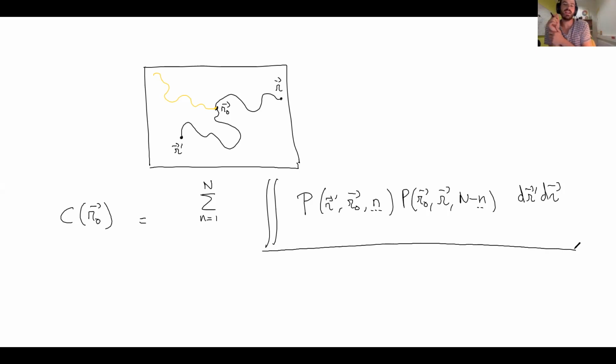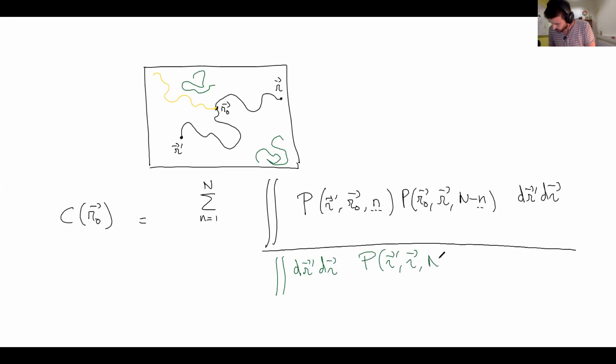I should integrate over all possible random walks in this box, even those not touching the point I'm considering. All of them should be integrated, to have a proper concentration. I want a certain fraction at the end, and I want to make sure it's correctly normalized. So I should sum over what? Over all possible random walks starting at R prime and ending up at R, whatever their intermediate points, so that I'm pretty sure it's normalized.